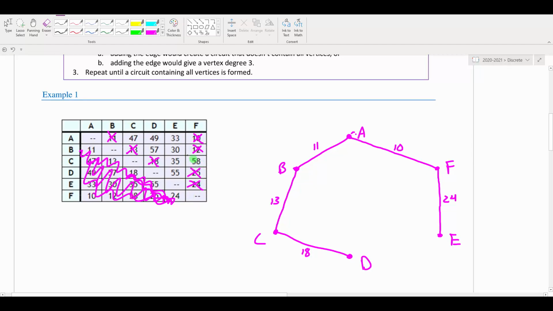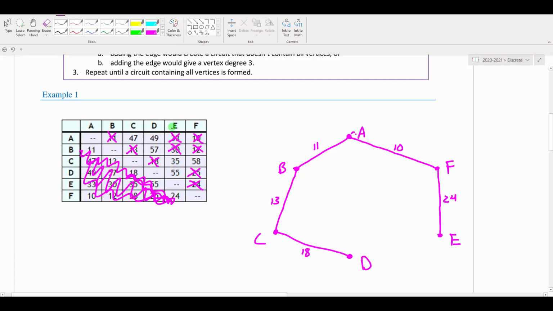All right, and then we go to the next cheapest edge, which looks like it's going to be 30. I don't see anything shorter. So that's going from B to E. So let's see, B to E, that would create degree 3 at B, so we can't use that one. 33 looks like it's next, so going from A to E. So A to E, that would create a circuit that doesn't include everything, and it would make A degree 3, so that's really bad, so no A to E.